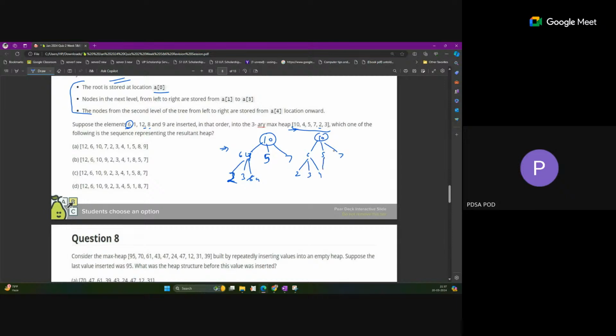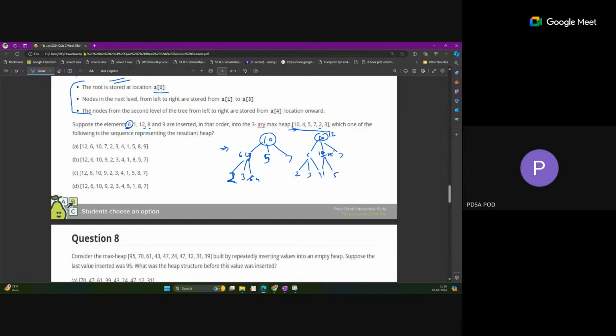Now next one is 1. So definitely this will be inserted here, and this is not violating anything. Now next one is 12. So 12 we are inserting here. So this will replace this, and 12 will also replace 10. 12 will come here, 10 will come at this place, and 5 will be shifted here.